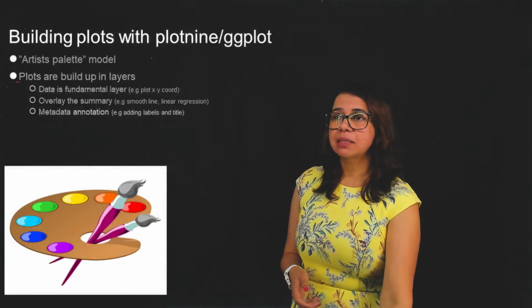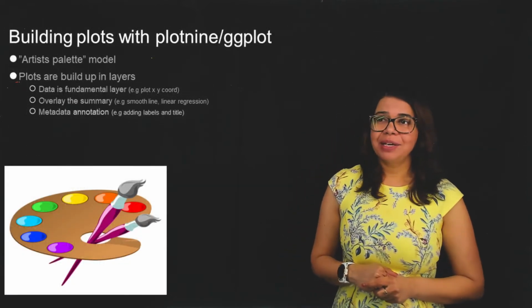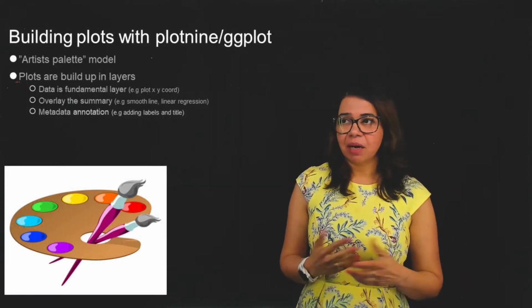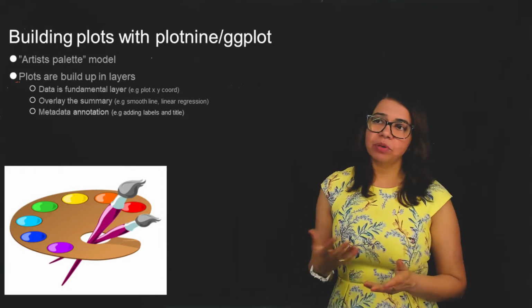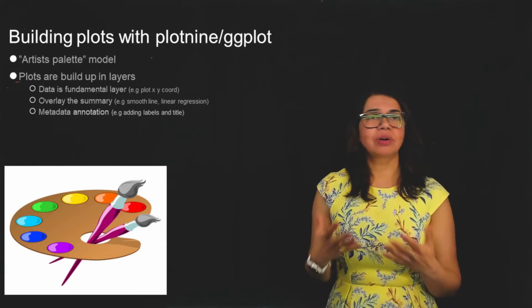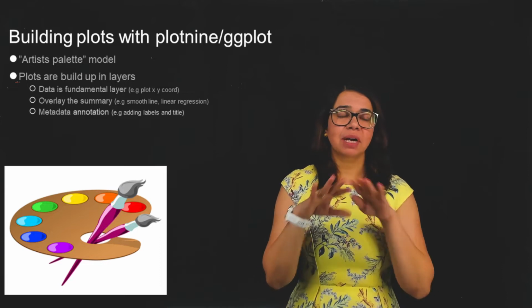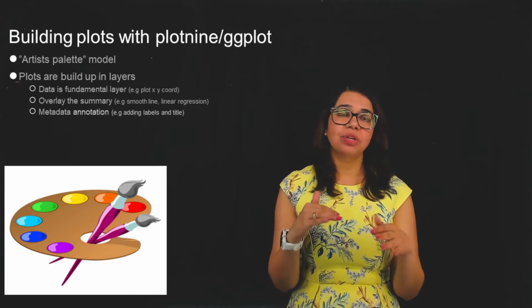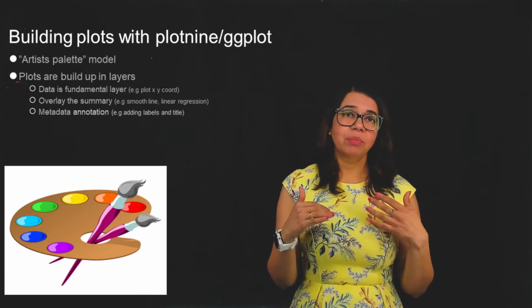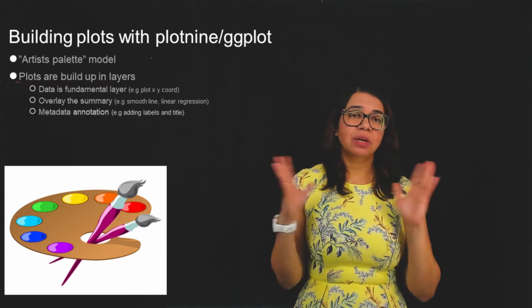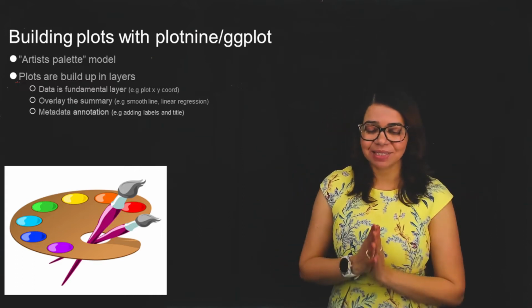So let's look at how we make a graph using ggplot. ggplot is based on this color palette model where you start with some initial layers and then you add more and more metadata layers and annotations until you have a masterpiece that you desire.